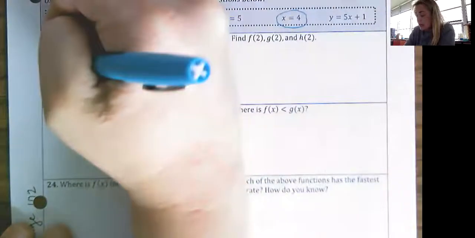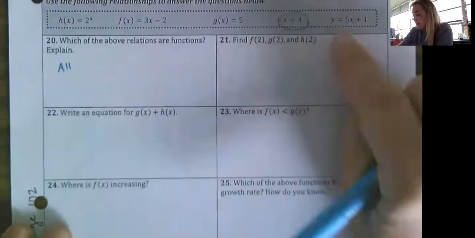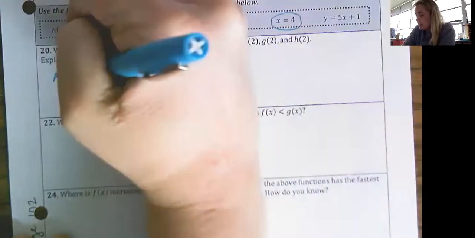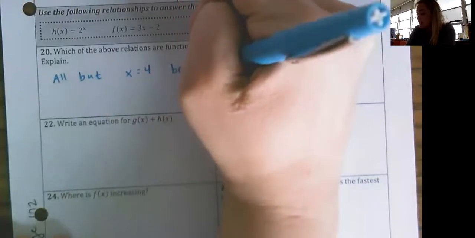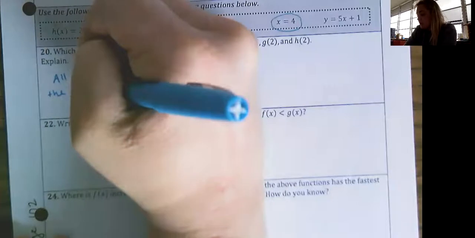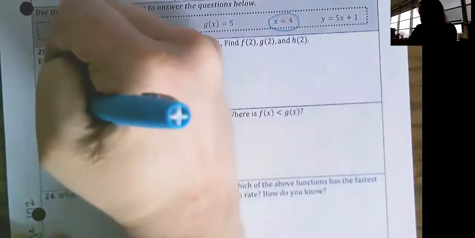So we would say, and this one, every input would give you one output. So all but x equals 4, because the same input has many different outputs.